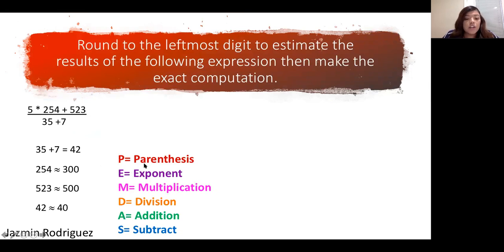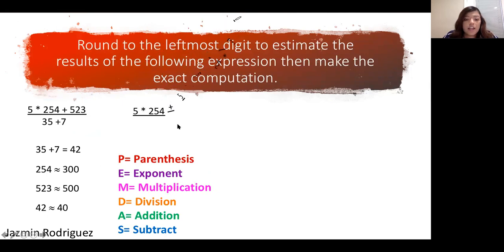So in this case, we go ahead and start with parentheses. As we can see, we don't have any. So we move on to the next one, which is exponents. And we also don't have any exponents. So we move on to the next one, which is multiplication. As we can see, we are multiplying 5 times 254. In this case, it's going to be 300 because we're doing just an estimate.